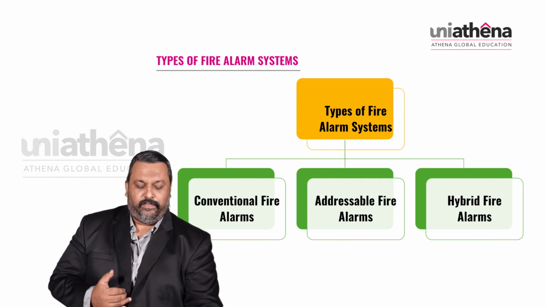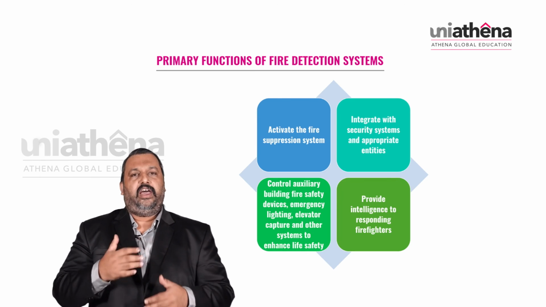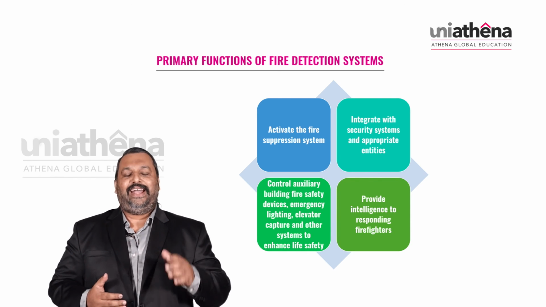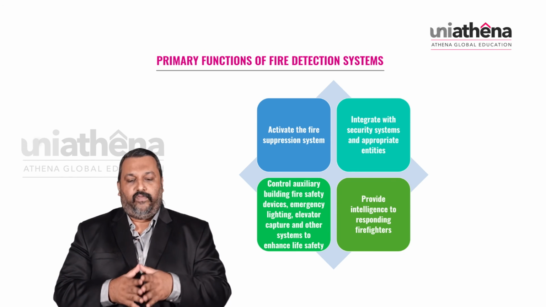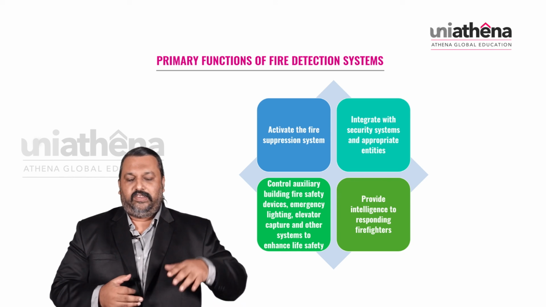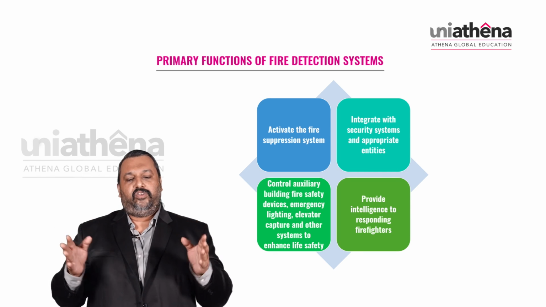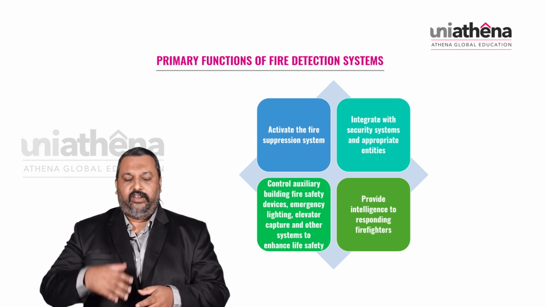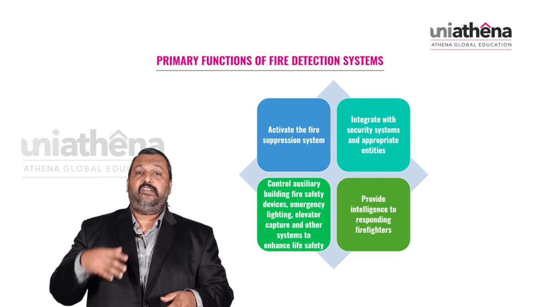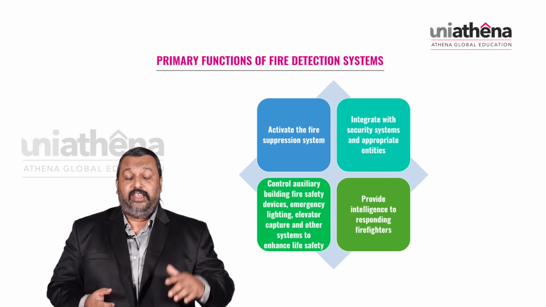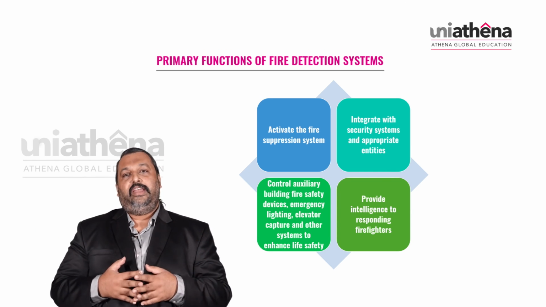So the fire alarm system, as we discussed, is the main component which has the primary function of activating the fire suppression system with the intention of suppressing the fire. It is normally integrated with the security system and appropriate entities. It provides intelligence to the responding firefighters, and it also controls the auxiliary building fire safety devices: emergency lighting, HVAC shutdowns, elevator capture, and all the systems used to enhance life safety.